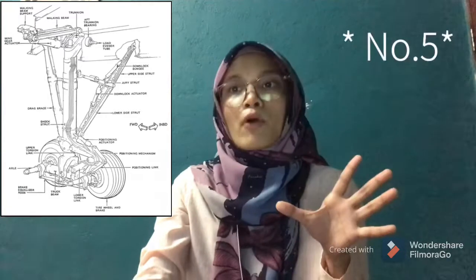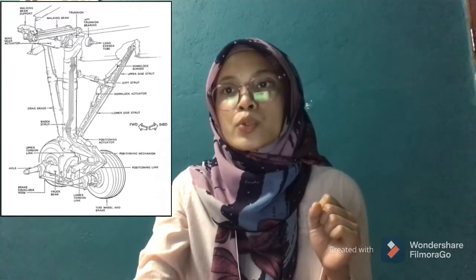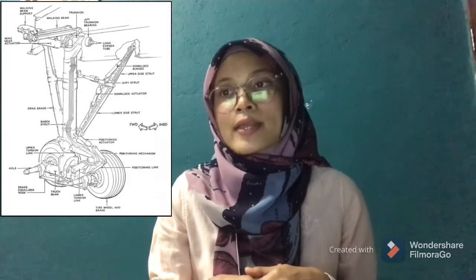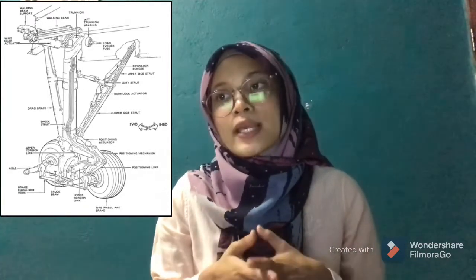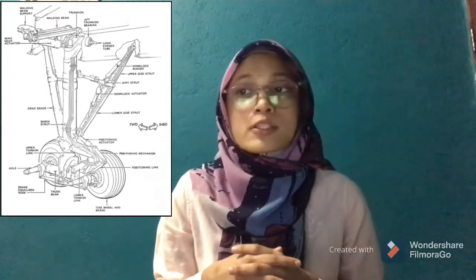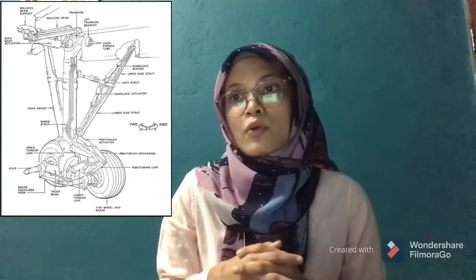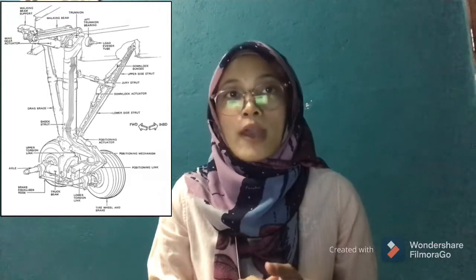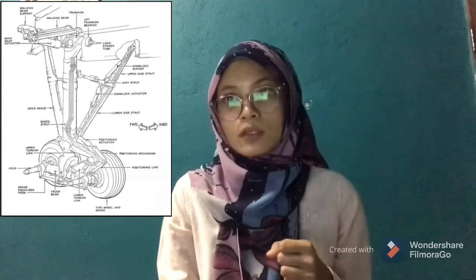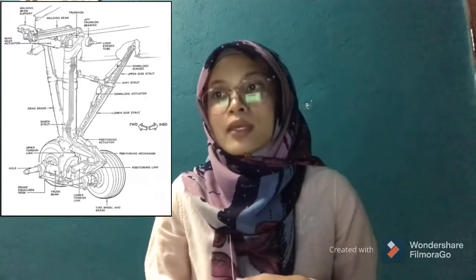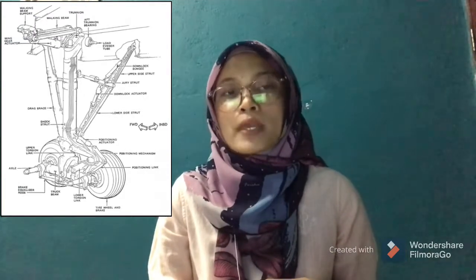Number 5 for landing gear main components is the trunnion. The trunnion is supported at its end by a bearing or bushing assembly, which allows the gear to pivot during retraction and extension. The strut forms the cylinder for the oleo pneumatic shock absorber. Number 6 is the shock strut. The shock strut is the vertical member of the landing gear assembly that contains the shock absorbing mechanism.